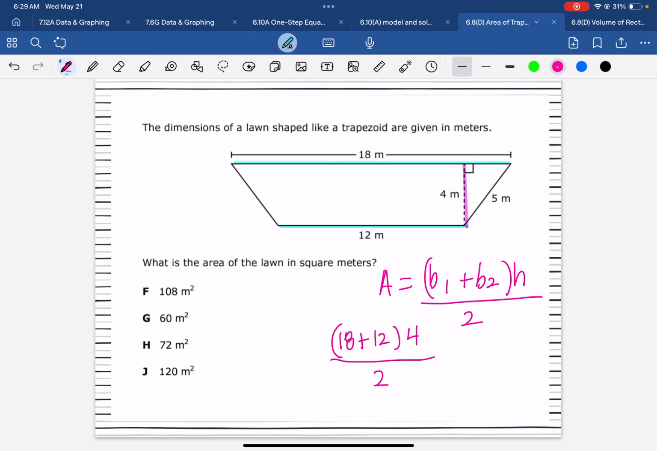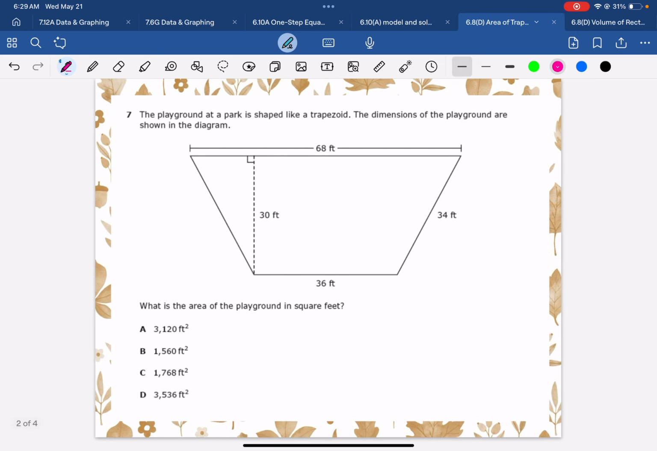So we add 18 and 12. That would give us 30, times it by 4. And so 30 times 4 is 120. Half of 120 is 60, which our answer choice is G. We're going to look at another problem. I encourage you to pause the video, write down the formulas, substitute the values, and solve and see if we come up with the same answer.